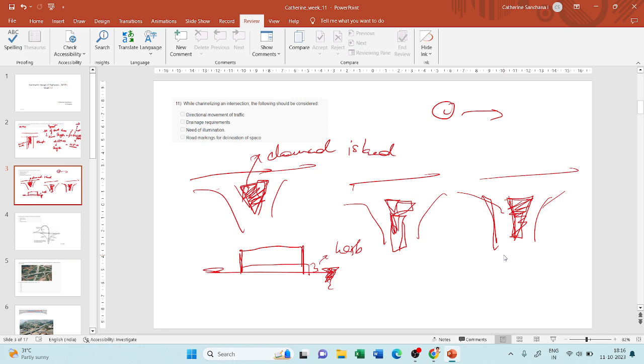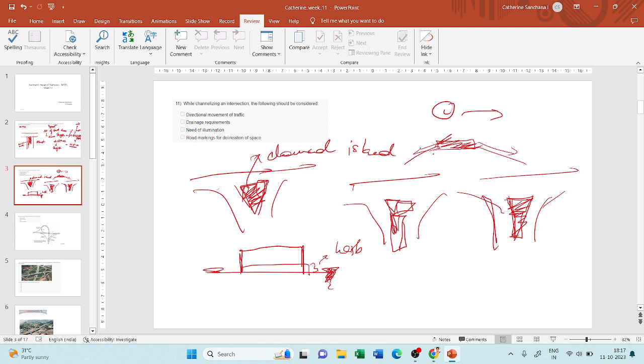Okay, so yeah, what were we saying? So in case of divisional island, it should allow smooth movement of traffic, and you should make sure that drainage will not be a problem when you construct the island. Okay, because say you would have provided the road with a slope. Okay, and this island should not hinder the drainage of runoff water. Okay, that is rainfall water.